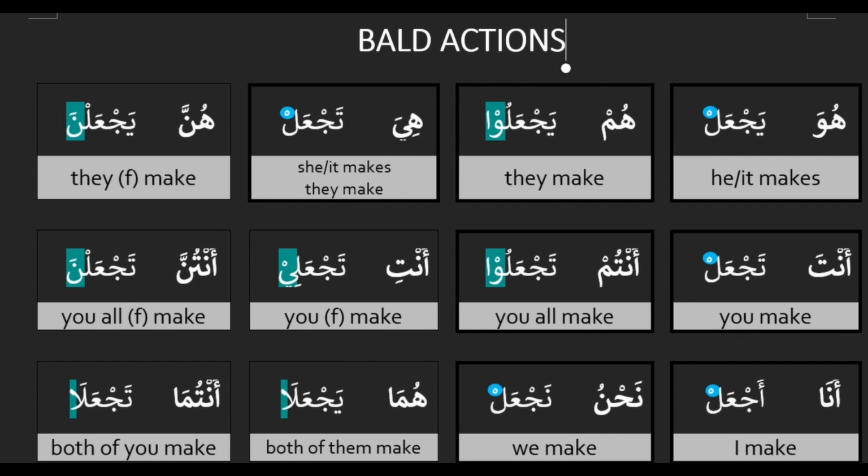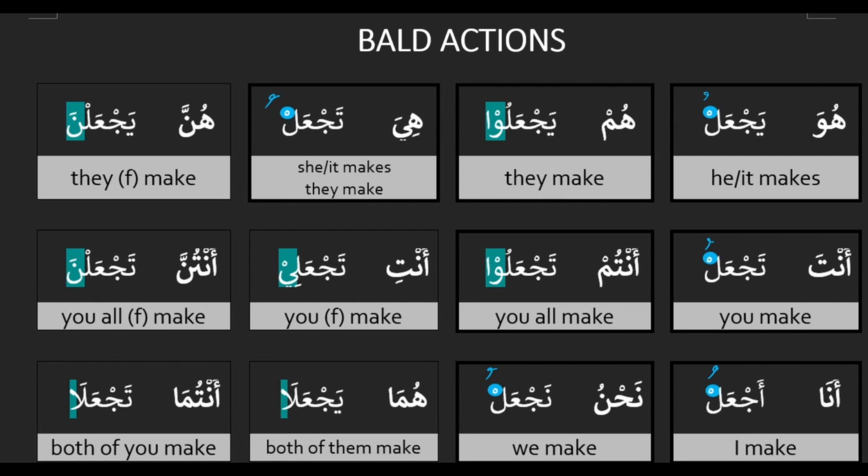The first is, look at these ones: yaj'alu, taj'alu, aj'alu, naj'alu, taj'alu. Normally these end in what? U. We're used to seeing these ending in U, but what are they ending in now? Sukun. That's our first change. If it ended in U normally, it now ends in sukun. So the Dhamma ending changes to sukun ending, and that sukun ending is the bald ending. We call it bald because it kind of loses its ending. It's shaved off.